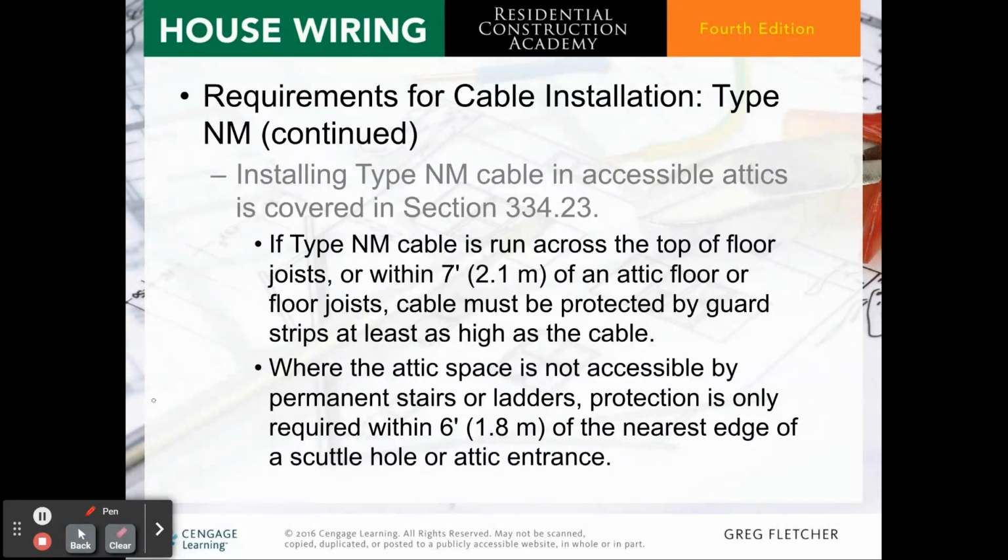Installing type NM cable in accessible attics is covered in section 334.23. If Romex is run across the top of floor joists or within 7 feet of an attic floor or floor joists, the cable must be protected by guard strips at least as high as the cable. Where the attic space is not accessible by permanent stairs or ladders, protection is only required within 6 feet of the nearest edge of the scuttle or attic entrance.